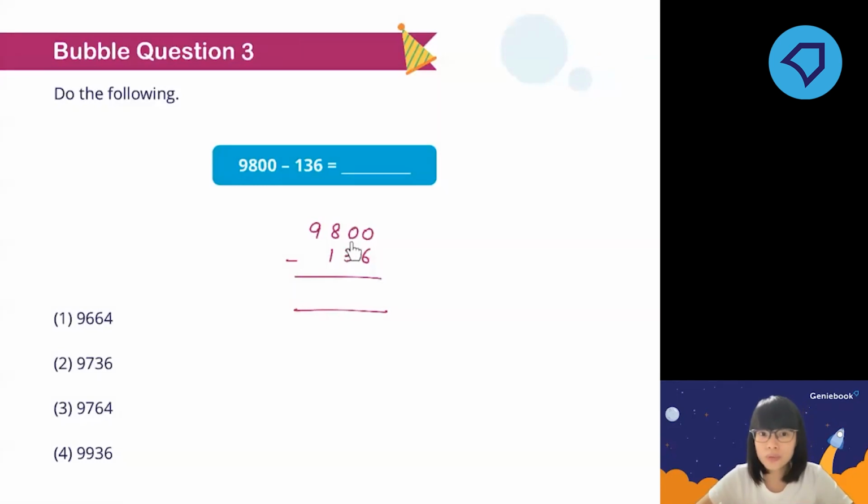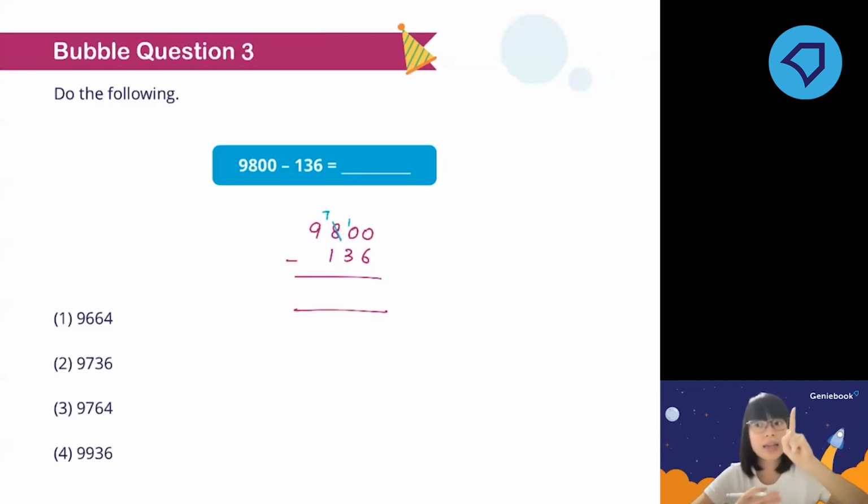I need to regroup from the hundreds place, correct? From the hundreds place. So I'm going to borrow 100 from 800 over here. Okay, so let's regroup. 800 becomes 700. And then in your tens place, you will have 10 tens, which is equals to 100. Okay, so now I have 10 tens in the tens place.